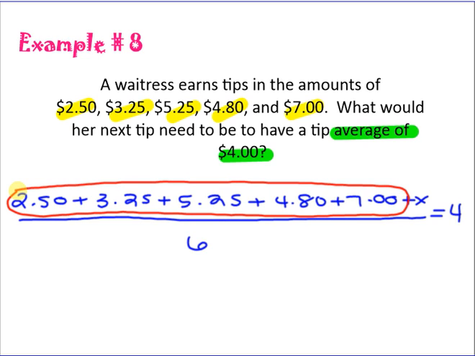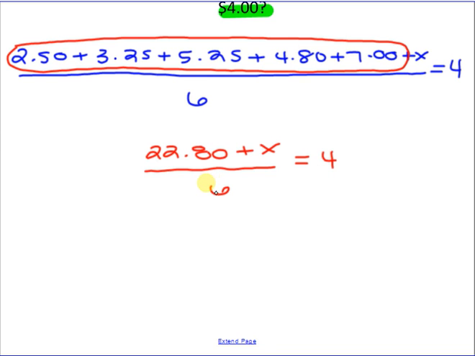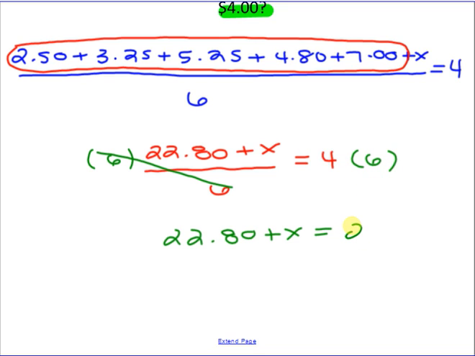So let's go ahead and add that up. So we have 250 plus 325 plus 525 plus 480 plus 700. And that's going to give us 2280 plus X divided by 6 equals $4. You do not have to write the 0 after it. You could just write 22.8. Now, same as always, I want to get rid of this divided by 6, so I'm going to multiply by 6 on both sides. These guys are going to cancel. I'm left with 22.80 plus X equals 4 times 6 is 24.